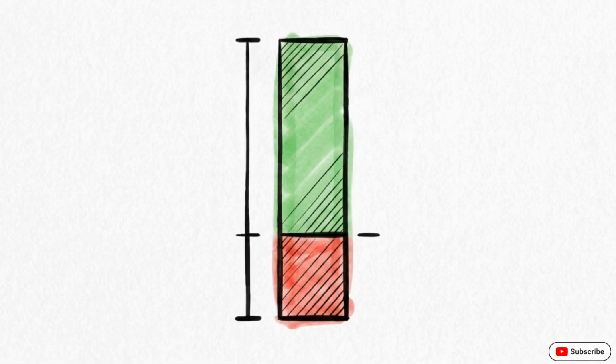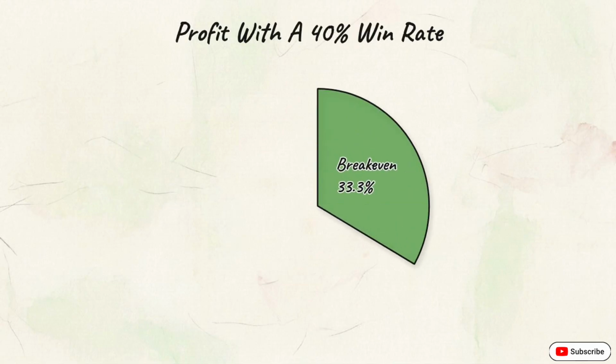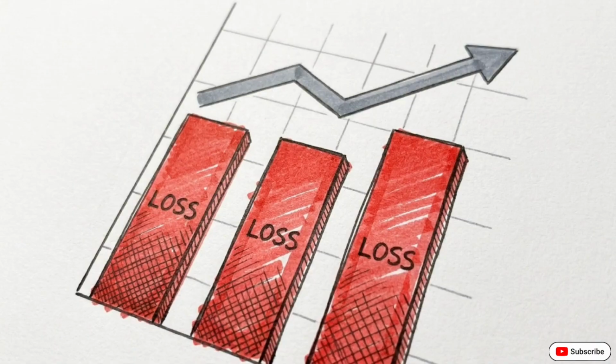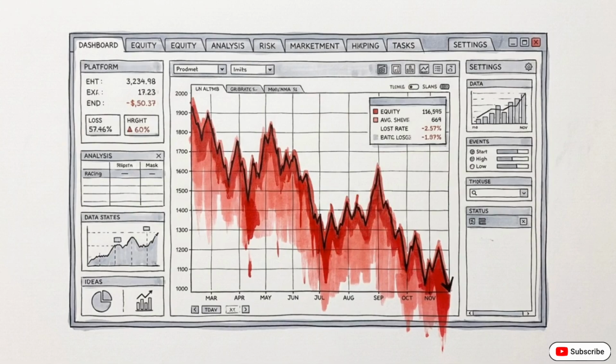Because this framework enforces a 2-to-1 reward, the math works in your favor. You only need to win 33% of your trades to break even. You can lose 60% of the time and still grow your account. Losing streaks are a normal part of probability. If you abandon this system and hop to a new strategy after a few losses, you reset that math before the statistical edge has a chance to play out in your favor.